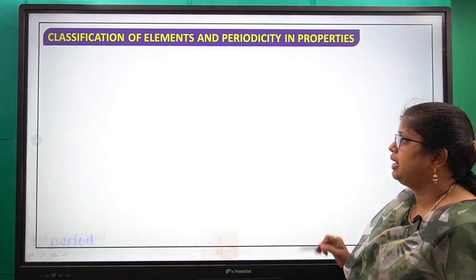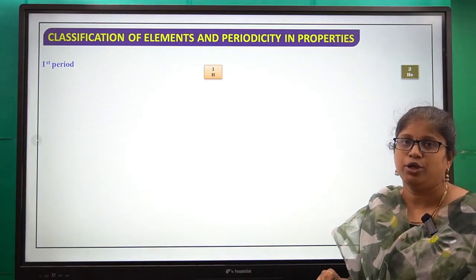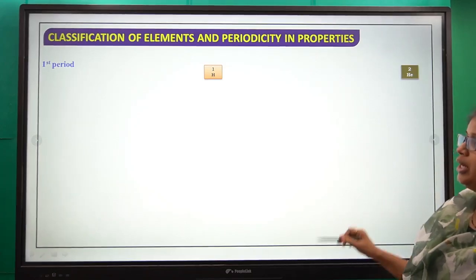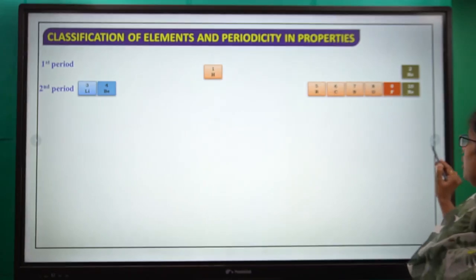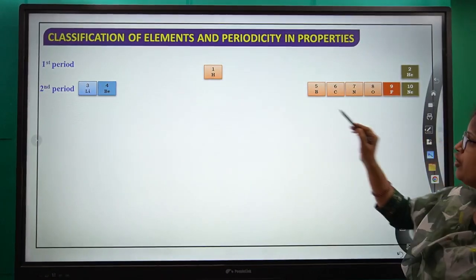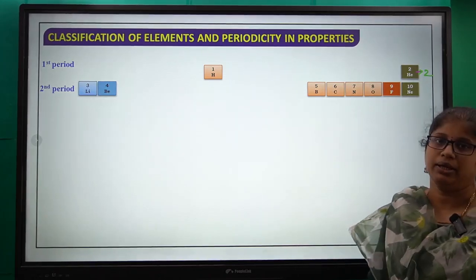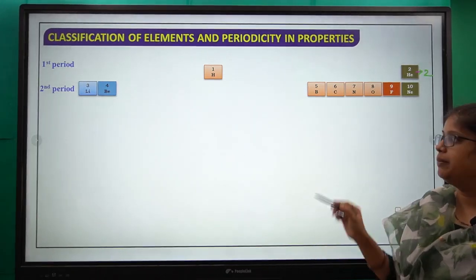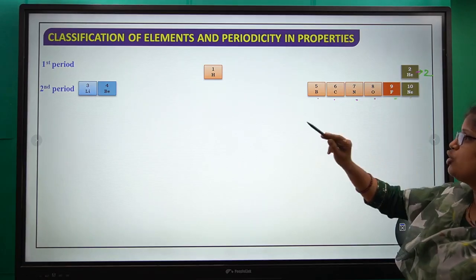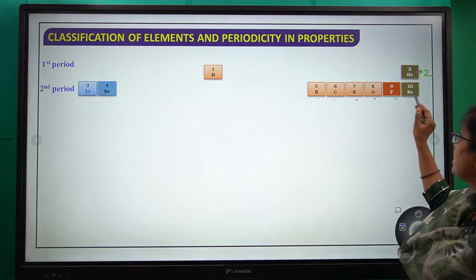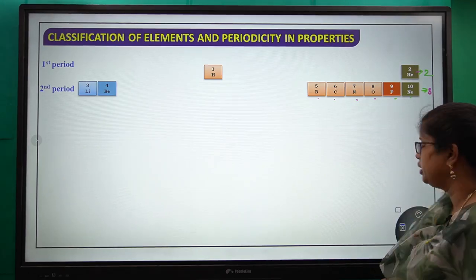That is it. Next, first period. How many elements? 2. What are those? Hydrogen and helium. Next, second period, from lithium to neon. How many elements are there? First one, hydrogen, helium, only 2 elements. Now check the second period: lithium, beryllium, boron, carbon, nitrogen, oxygen, fluorine, neon. So 1, 2, 3, 4, 5, 6, 7, 8. How many elements? 8 elements are there, from lithium to neon.